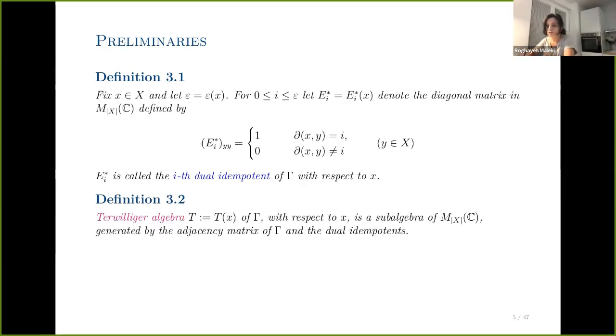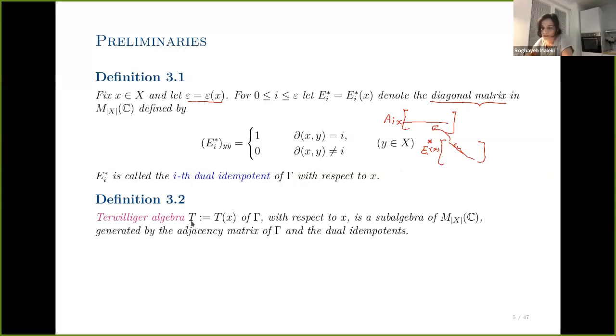Here I would like to define the Terwilliger algebra. For that, we need to define the notion of dual idempotents. We fix a vertex x of the graph with eccentricity e(x), and for i between 0 and the eccentricity of x, we let E_i* denote a diagonal matrix, which is defined as follows. If you take your matrix A_i and the row corresponding to vertex x, you take that row and put it on the diagonal, and you get this matrix E_i*(x). So this is just a diagonal matrix, and the diagonal comes from that row. We call it the dual idempotent of Gamma.